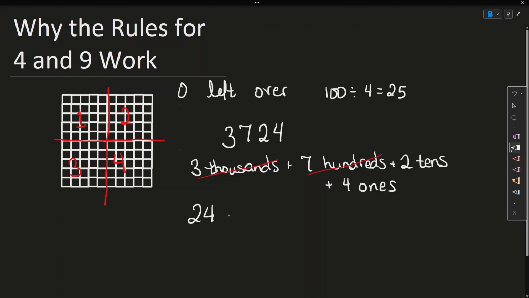24. And 24 is divisible by 4. So 3,724 is divisible by 4. This is why the divisibility rule for 4 works. A number is divisible by 4 if the last 2 digits are divisible by 4. Because the hundreds are always divisible by 4, and the thousands are always divisible by 4, the 10,000s, the 100,000s, etc. Those parts are always divisible by 4. So we only need to check those last 2 digits.